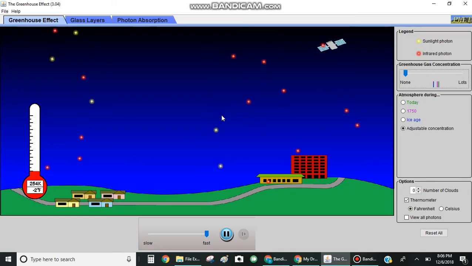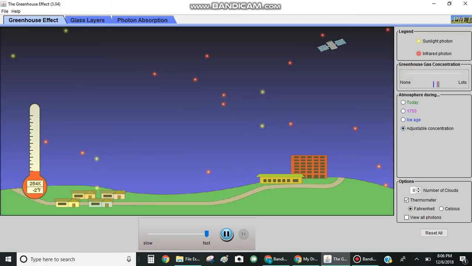And does this look more like when we had the glass layers, or when we did not have the glass layers? Next, we are going to look at what happens when we maximize the number of greenhouse gases in the atmosphere. So we'll give it a second to adjust.